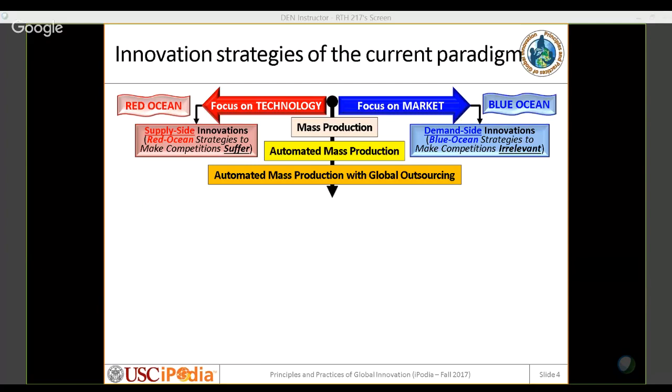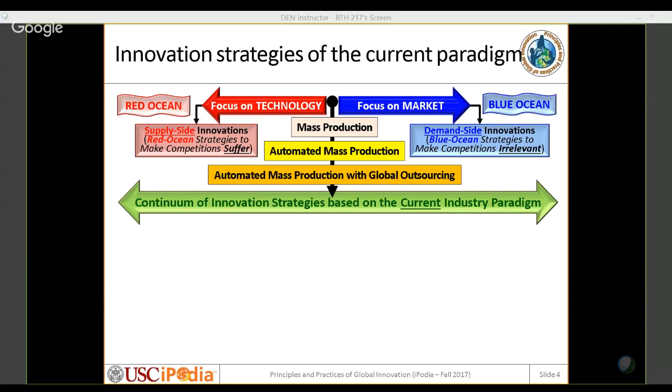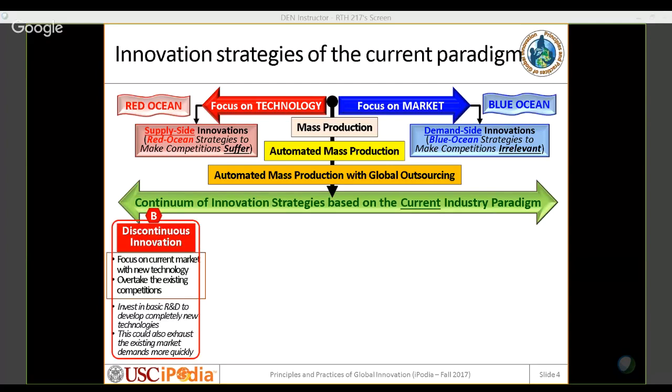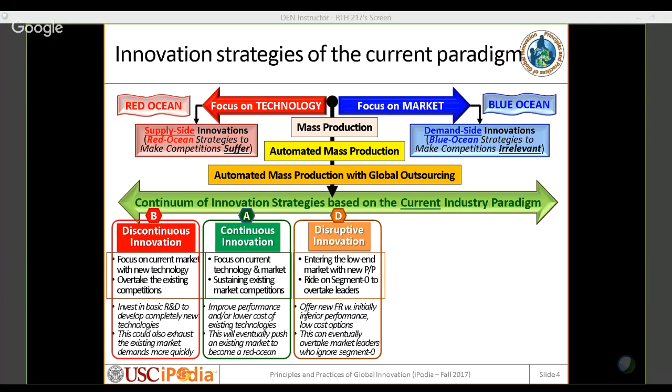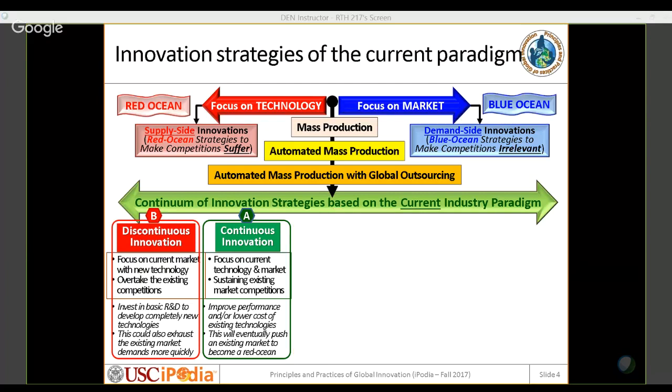But before that, in this slide, I basically say, okay, assuming this is the current paradigm, that is mass production, automated mass production, globally automated mass production, these are the complete spectrum of innovation. This is how you innovate. We talk about continuous innovation, and we have many examples. As a matter of fact, in this course, many people do continuous innovation. So you follow the S-curve.